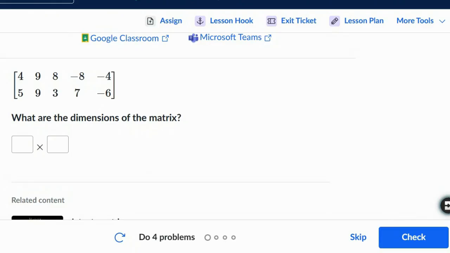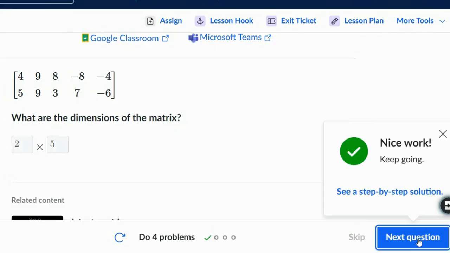All right, what do you think? I don't think you guys are going to have any trouble this week. You're going to blow through these assignments quickly. How many rows? Remember, rows are first. There are 2 rows. How many columns? 1, 2, 3, 4, 5. There are 5 columns. When you hit check down here, say you do this problem. Oh, nice work. Keep going. Okay, so we got that one right. Next question.